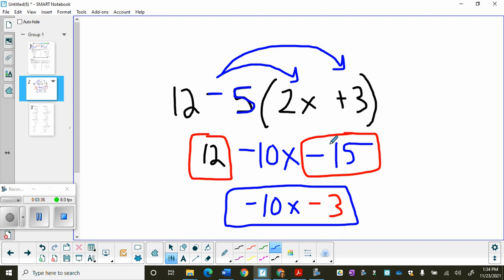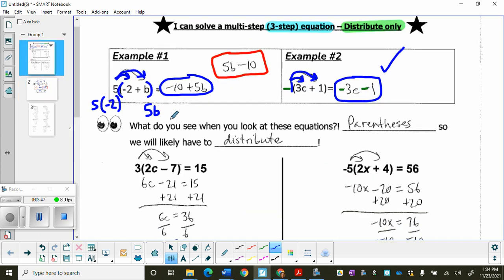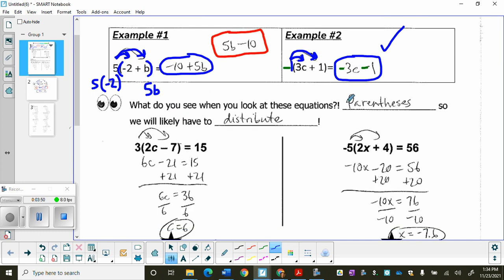And we're going to cover that more in a little bit. But I just wanted to review again, when you see a number out here, even if there's a number in front of it, this is what gets distributed. All right, so that's a review on distributing. So what do you do when you see these equations? What do we see? We see parentheses. So if we see parentheses in these equations, we likely have to distribute. So we've got 3 sets of 2c, and that's where I'm going to get this 6c. And then I'm going to do 3 sets of -7, which is where I get -21. And again, if the answer is negative, you just write subtraction.